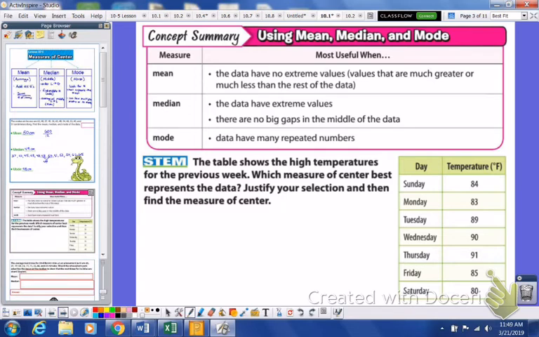So we check out our numbers. We have 84, 83, 89, 90, 91, 85, and 80. So they're not real spread out here. We don't have any extreme values, and we also don't have any repetition. So if we go back up to our chart, that would tell me to use the mean. And our reasoning again, there's no repetition and no extreme values.